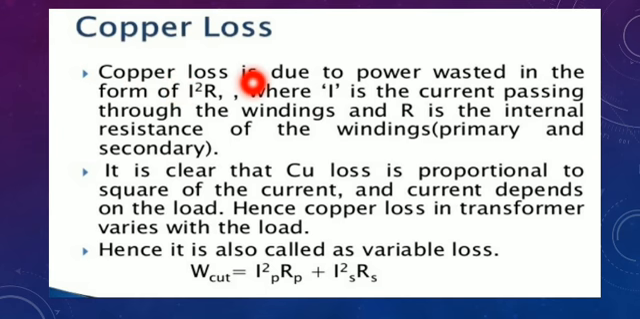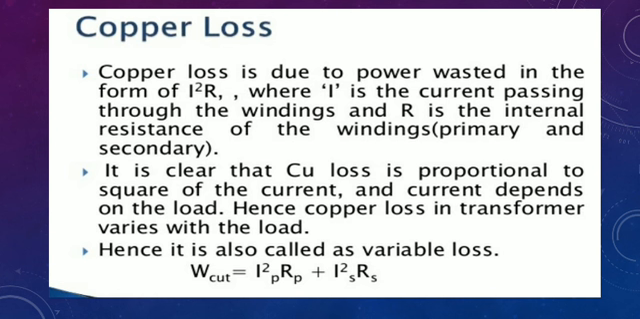Copper loss is due to power wasted in the form of I square R, because power is equal to I square R. Here I is the current passing through the coil winding, and R is the internal resistance of the coil. Therefore power loss takes place in the transformer. It is clear that copper loss is proportional to the square of the current, and the current depends on the load.